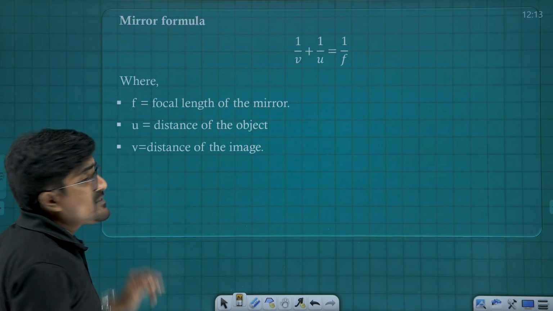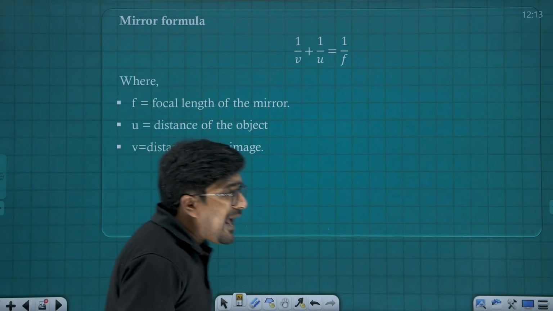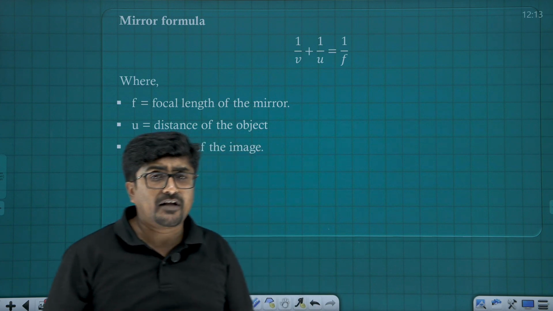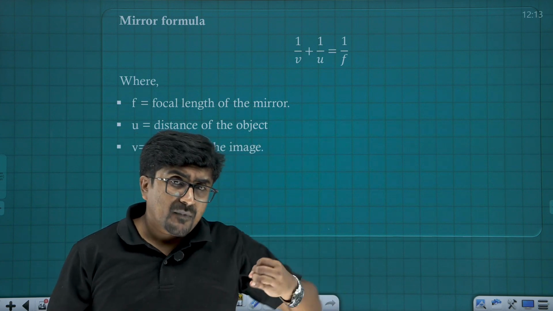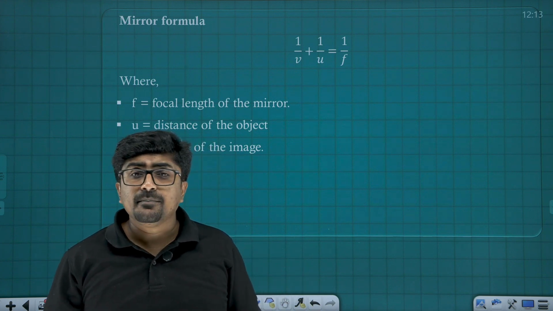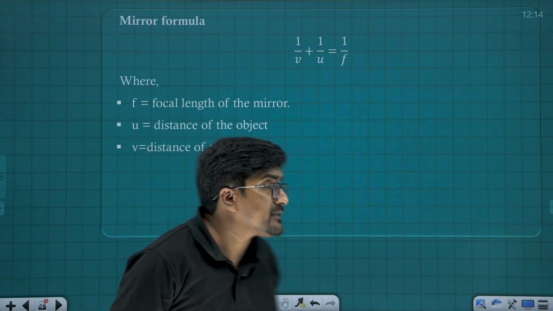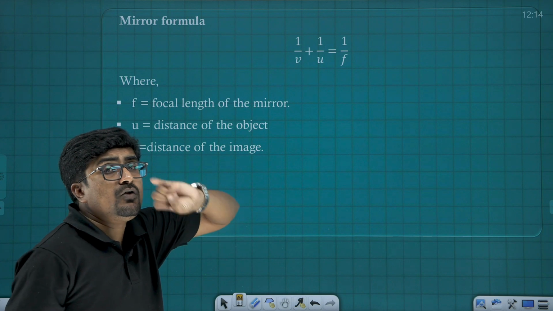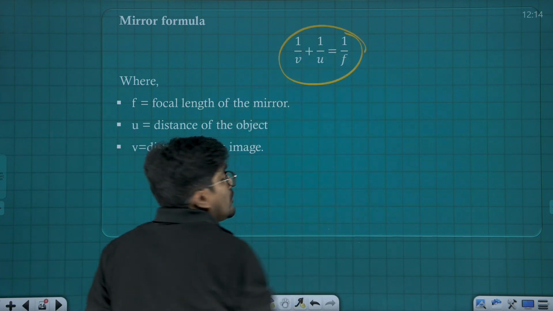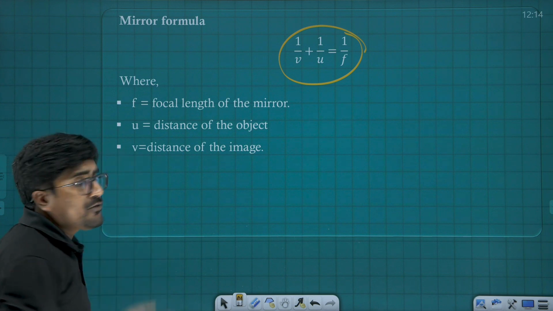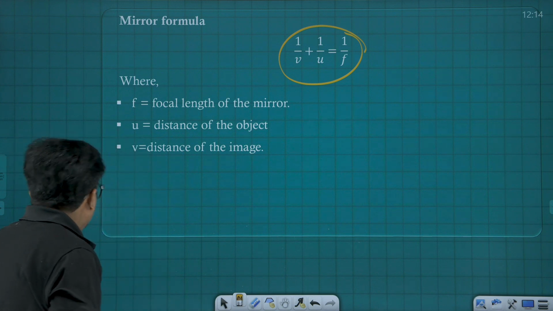Moving to the next, that is the mirror formula. Once we have a spherical reflecting surface, and if I have U as the object distance, V as the image distance, and F as the focal length, then the relation connecting V, U and F is 1 by V plus 1 by U equal to 1 by F. I already told you what F, U and V are here.